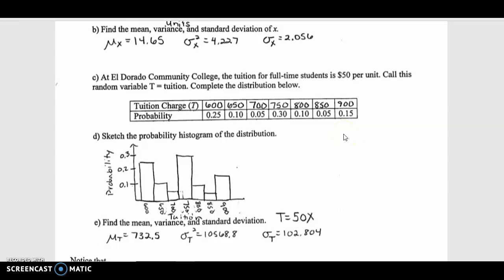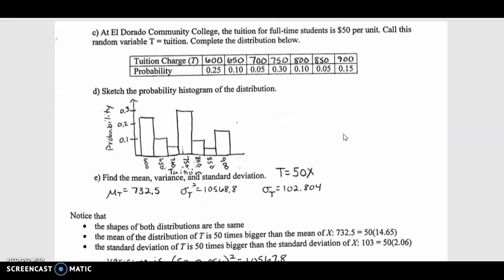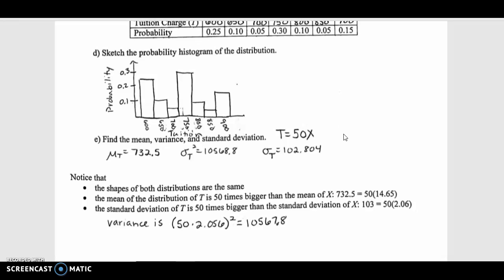Let's look next at what adding a constant does. At the bottom of this, I have this posted in Classroom. At the bottom, it says what's happening here. So the shape, when multiplying by a constant, stays the same. The mean becomes 50 times bigger than the original mean. And the standard deviation becomes 50 times bigger than the original standard deviation. So pretty interesting how that works.